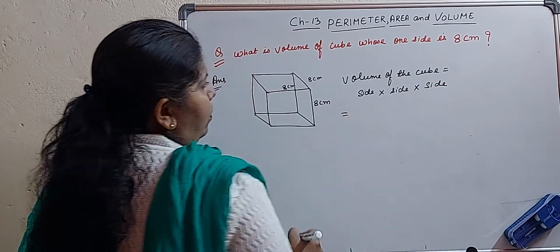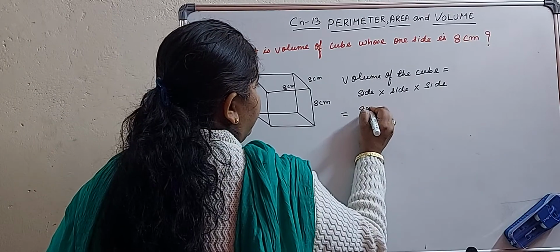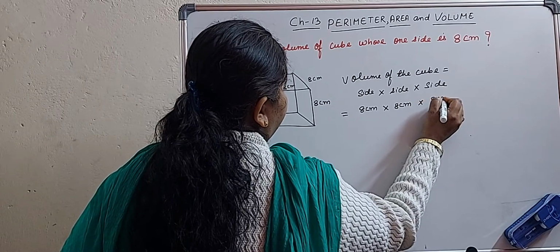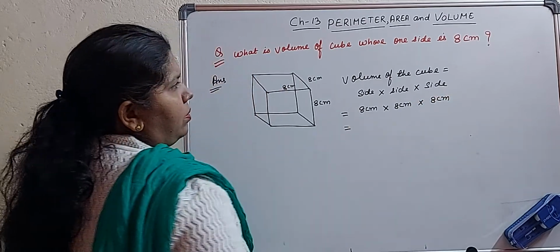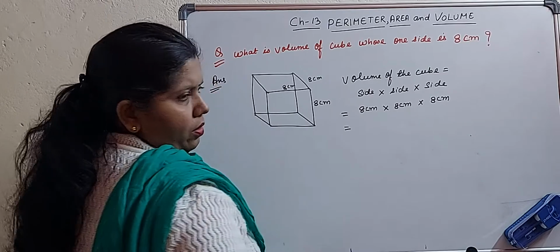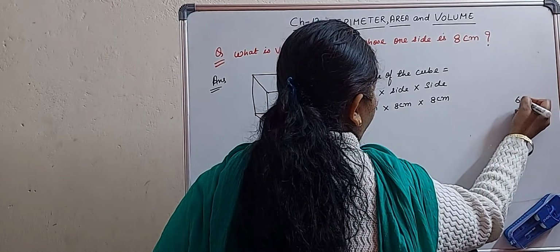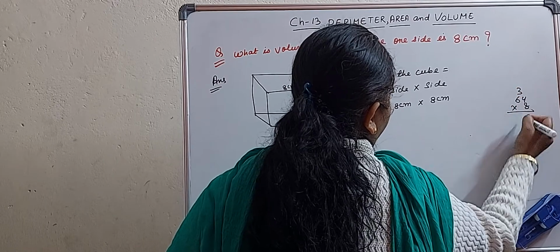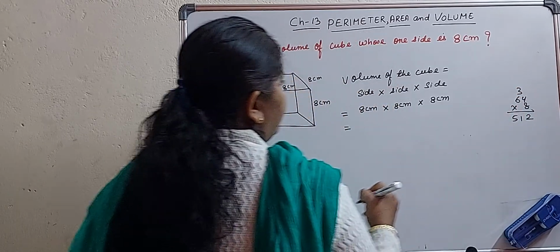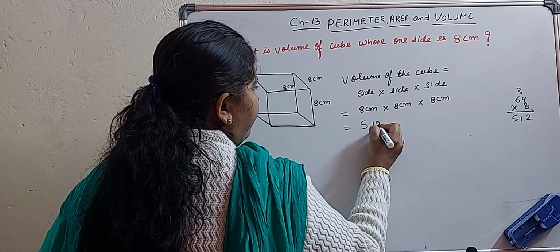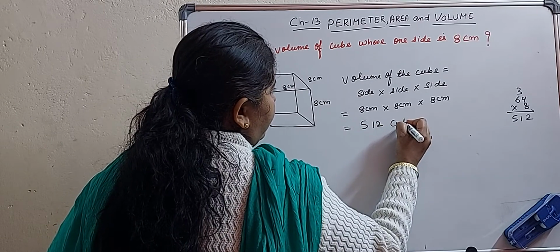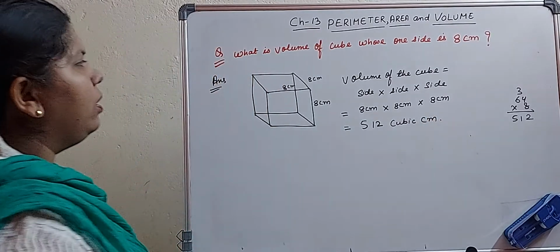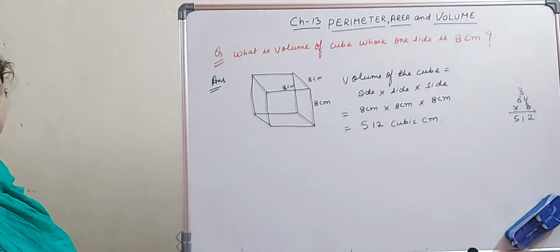That is equal to 8 centimeter into 8 centimeter into 8 centimeter. 8 8s are 64. What is 64 into 8? 4 8s are 32, carry 3. 8 6s are 48 plus 3, 51. So 512 cubic centimeter. This is your answer to this question.